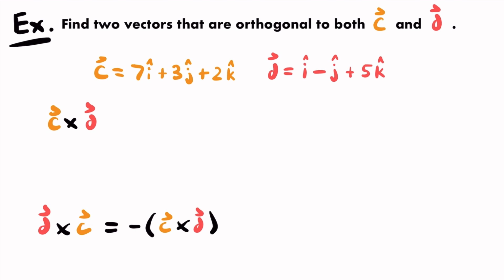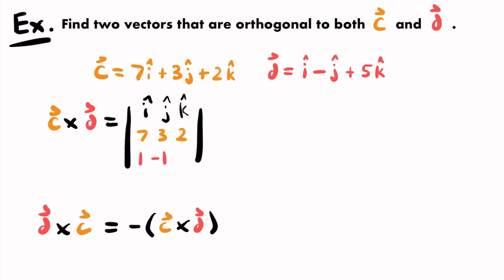So let's find the cross product of C and D. Let's set up our matrix. We're going to have vector I, J, and K, and then the components of vector C, followed by the components of vector D. So I have 7, 3, and 2, and then 1, -1, and 5. All right, so 7, 3, 2, and then 1, -1, and 5. So now let's perform our cross product here. Let's find the 3 by 3 determinant.